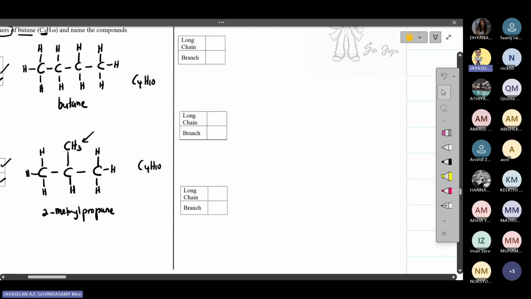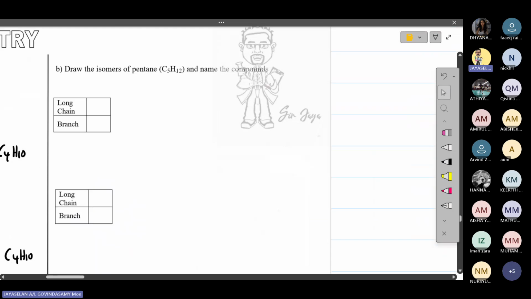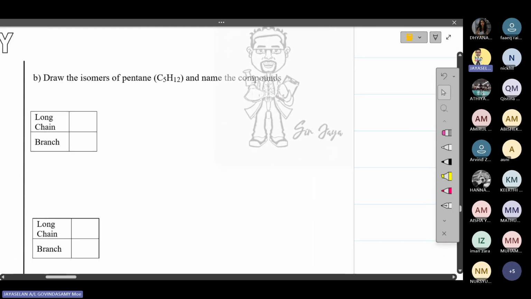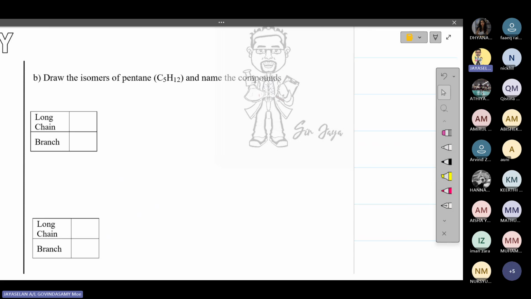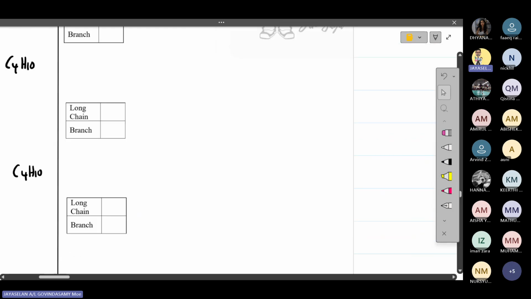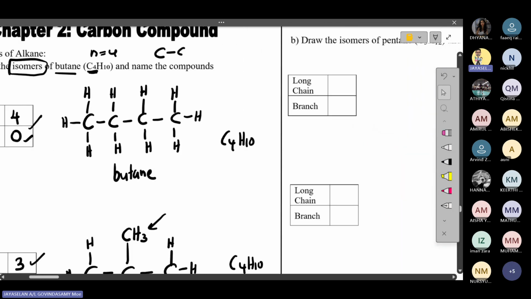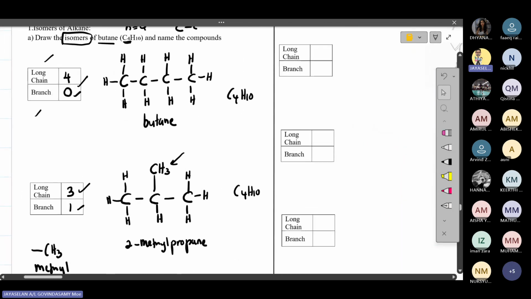You going very fast. Okay, I give you 1 minute. Y'all try to draw all the isomers for pentane. Okay, pentane. Start from now. 1 minute, eh? Try to lukis. If y'all do rangka like this, easy for y'all to do. Okay, those who want to copy this can copy.